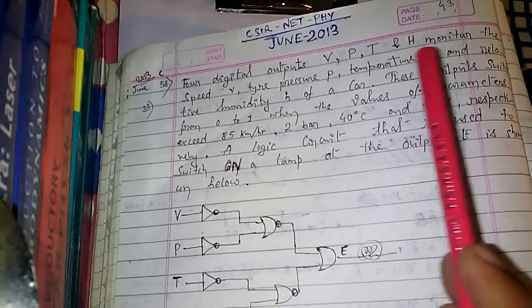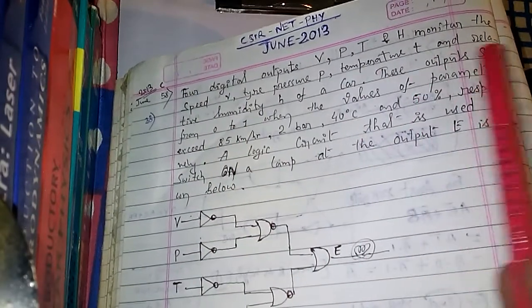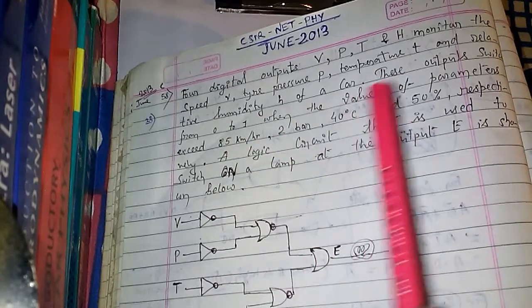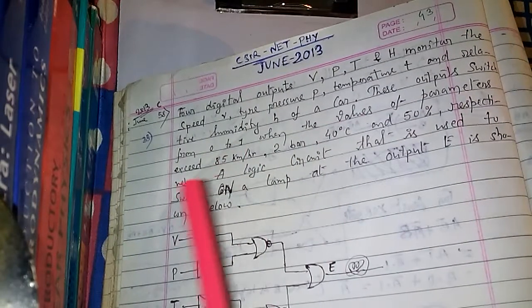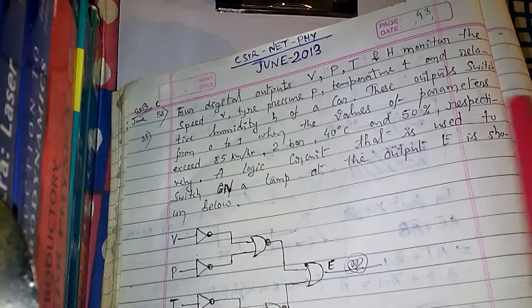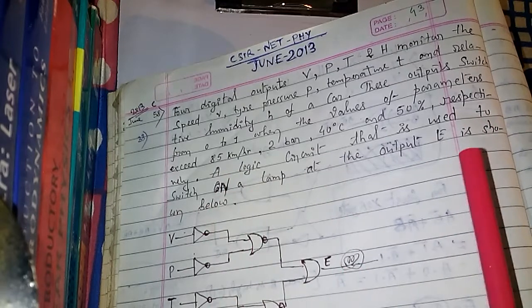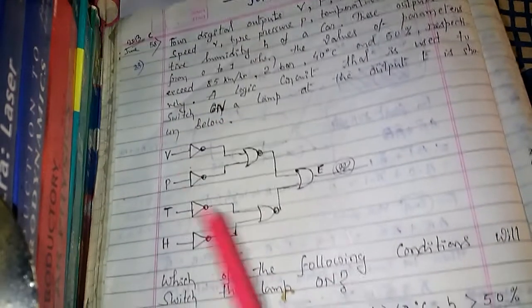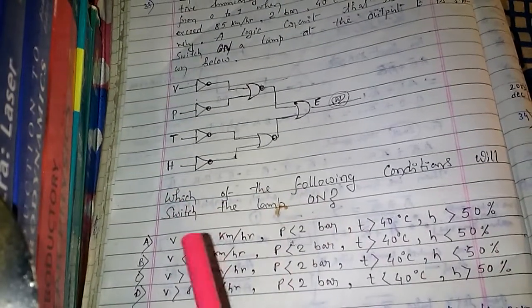It says that four digital outputs V, P, T, H monitor the speed V, tire pressure P, temperature T, and the relative humidity H of a car. These outputs switch from 0 to 1 when the values of the parameters exceed 85 km per hour, 2 bar, 40 degrees Celsius, and 50% respectively. A logic circuit that is used to switch on a lamp at the output E is shown below. This is the logic circuit that has been given. Then it says which of the following conditions will switch the lamp on.